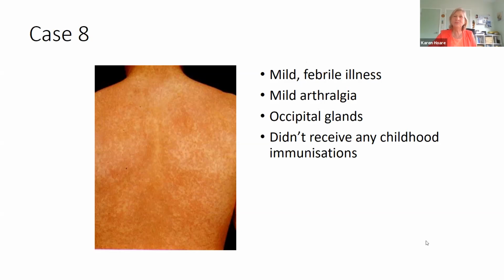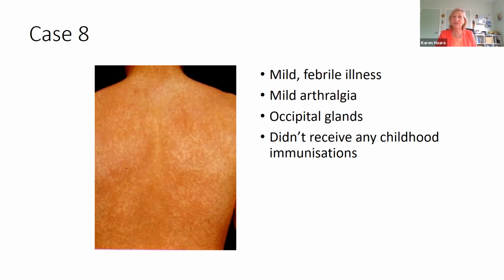Okay, but what kind of measles? Not the regular measles, because they're not very sick. Yes, well done, rubella. So we call it German measles, and the Germans call it English measles. Don't mention the war. So it's a mild febrile illness, mild arthralgia. There are occipital glands, and the child didn't receive any childhood immunizations.